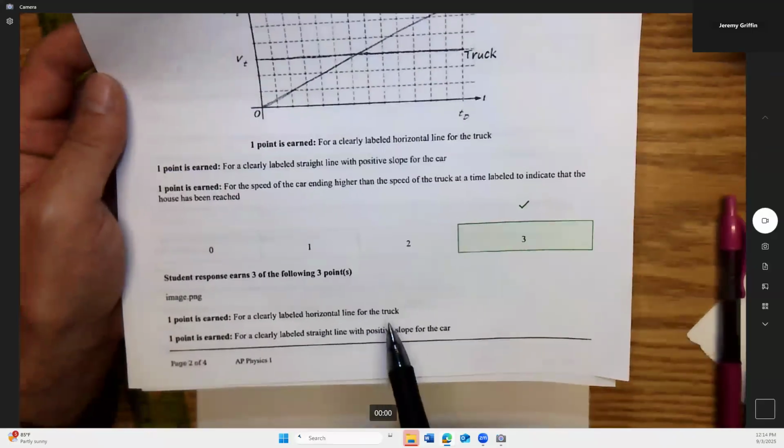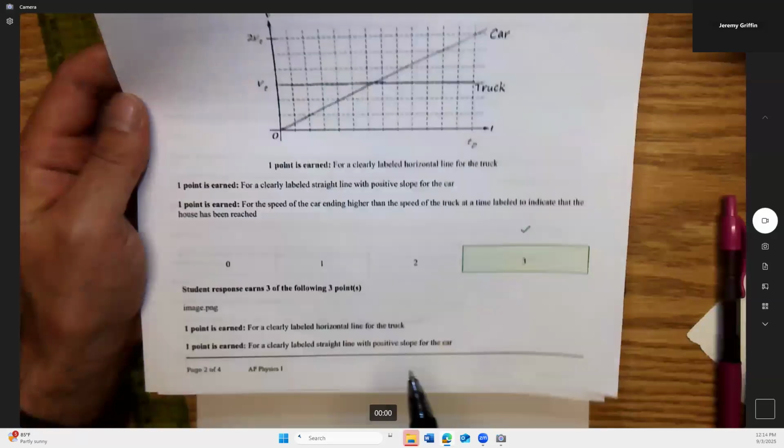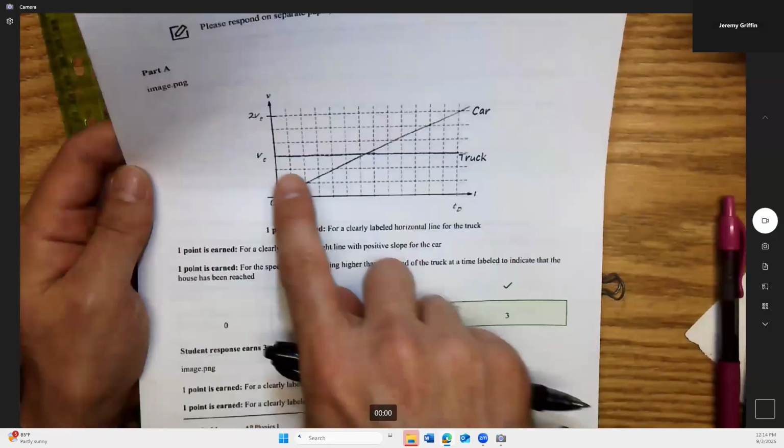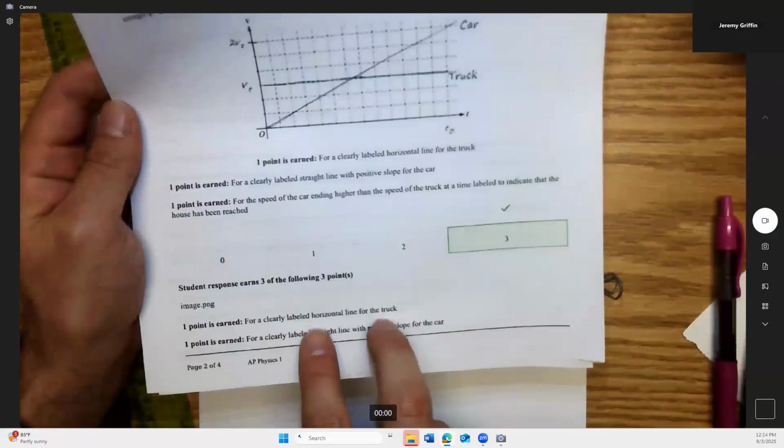You guys have a colored pencil within reach? Colored pencil? So start marking this. We're going to go up to 12 points. We'll go as far as we can today.